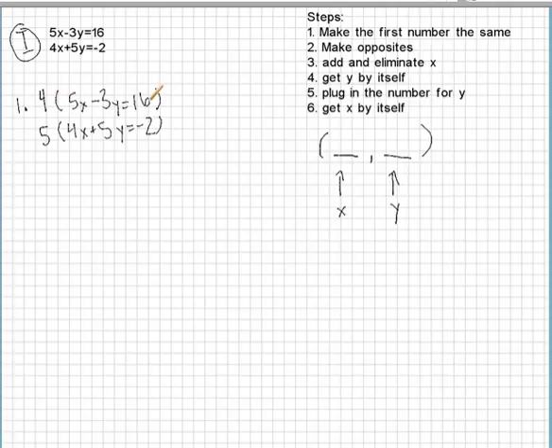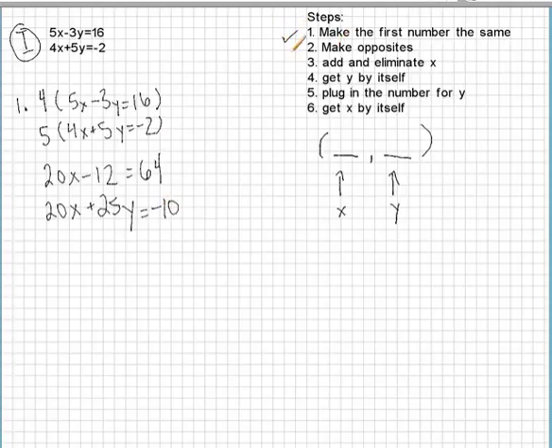Then we have to simplify this by distributing the 4 and the 5. So this turns into 20x minus 12y is equal to 64. And the bottom turns into 20x plus 25y is equal to negative 10. So we're done with step 1.